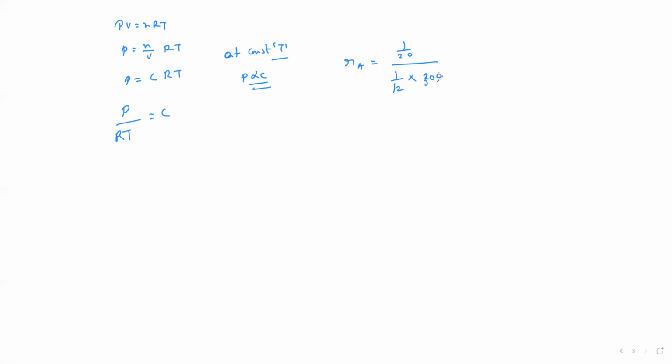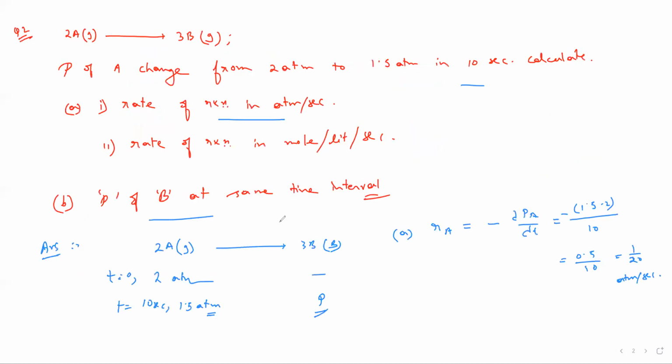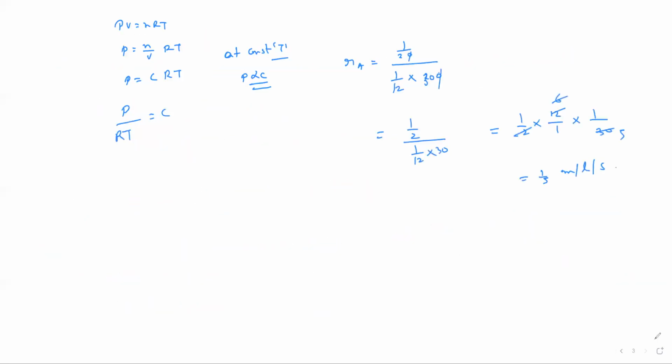So after calculation, what do you get? 1 by 20 divided by 1 by 12 into 300, so 1 by 20 into 12 by 300. So find out: 1 by 5 mole per liter per second. Now next question, pressure of B at the same time interval.